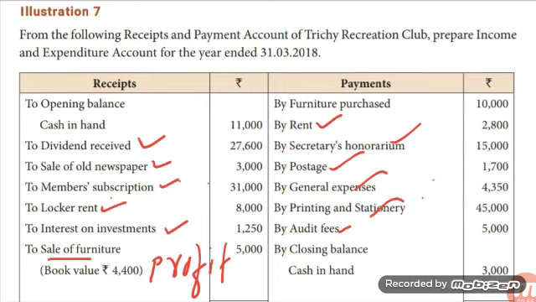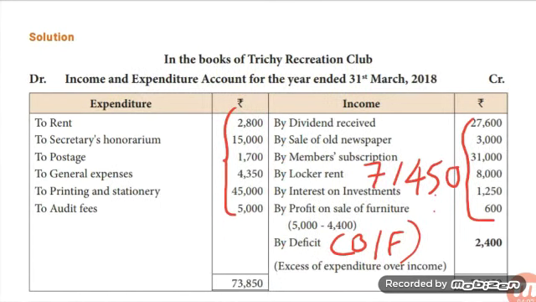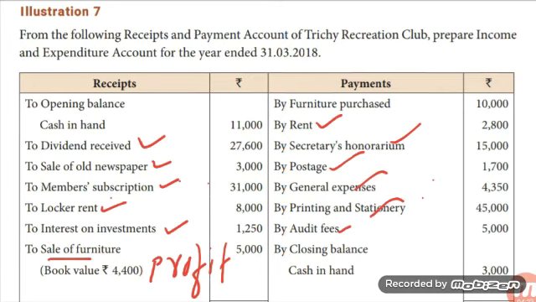Now we entered all receipts, that means all incomes, on the credit side. What are the credit side items? By dividend received 27,600, by sale of old newspaper 3,000, by members subscription 31,000, by locker rent 8,000, by interest on investment 1,250, then by profit on sale of furniture 600. Next, see the question. Payments. We recorded all receipts. Next, payment. Come to the credit side of the receipts and payments account.